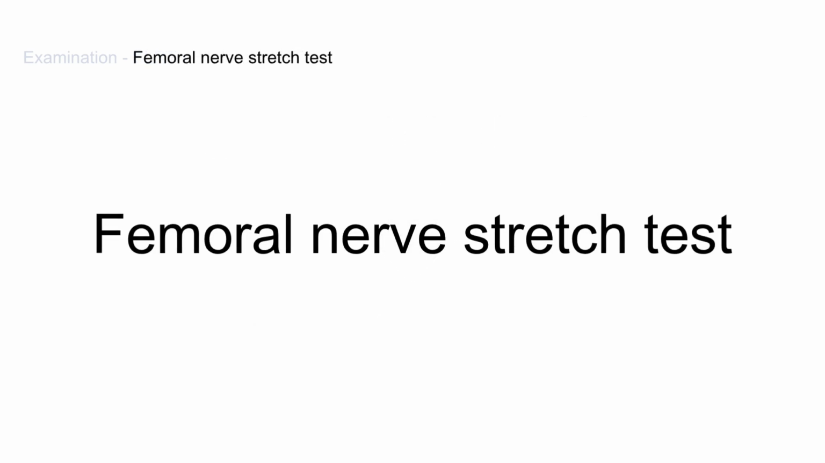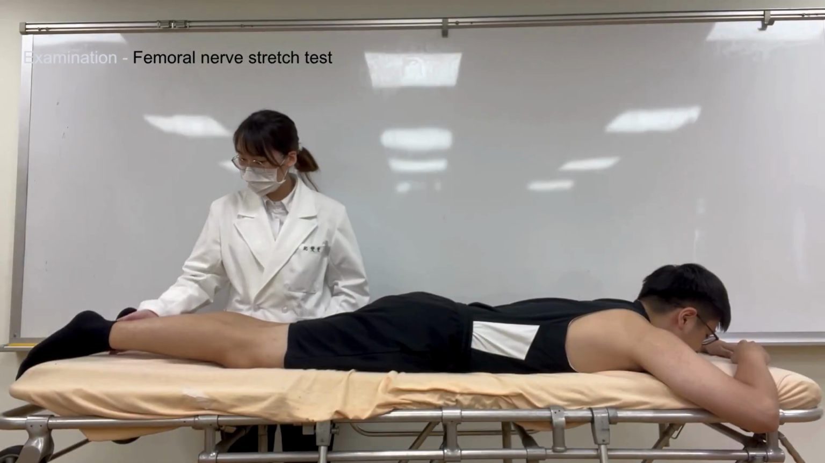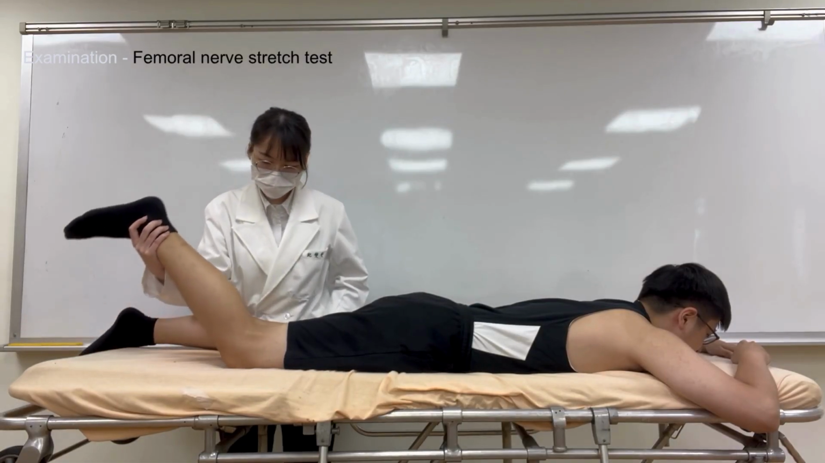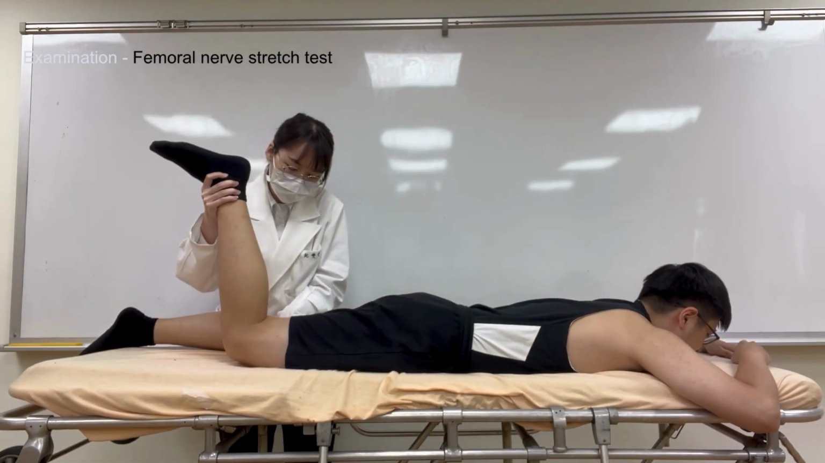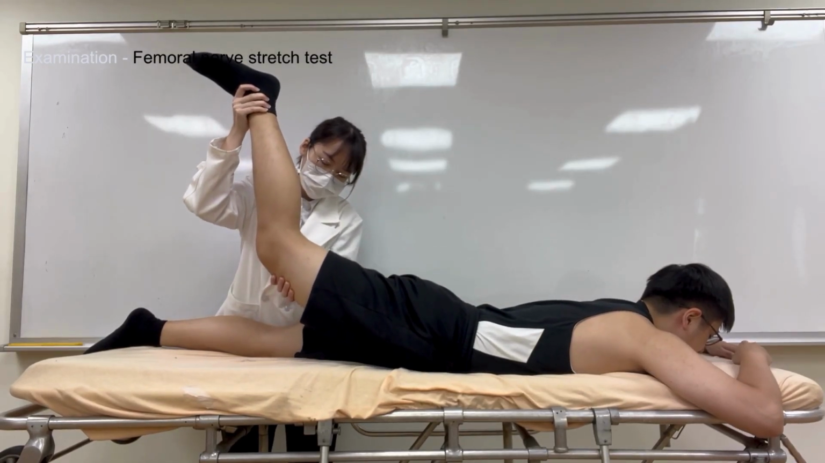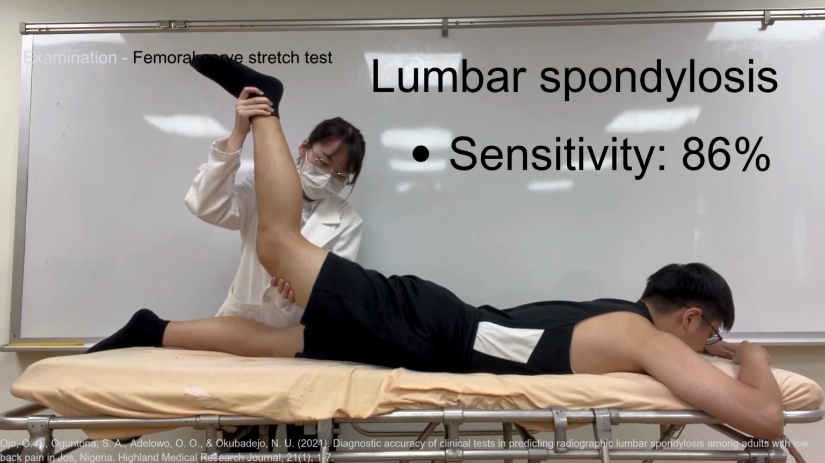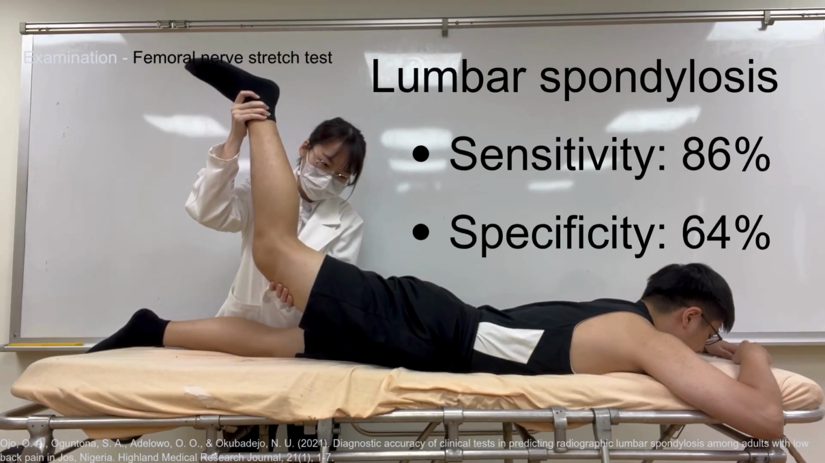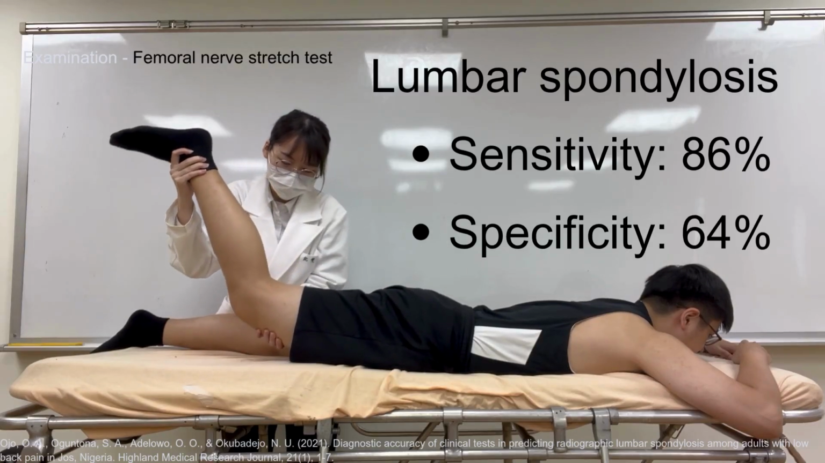The femoral nerve stretch test is used to assess for irritation or compression of the femoral nerve or the upper lumbar nerve roots. With the patient lying face down, the examiner flexes the knee and extends the hip. Pain in the anterior thigh is a positive result. This test has a sensitivity of 86% and a specificity of 64% for detecting lumbar spondylosis.